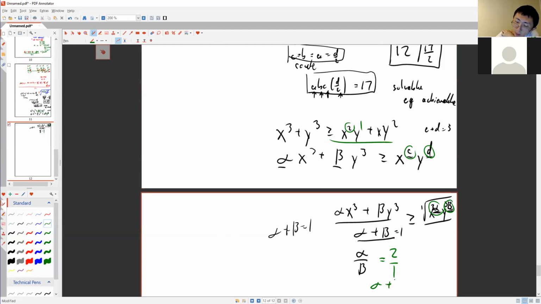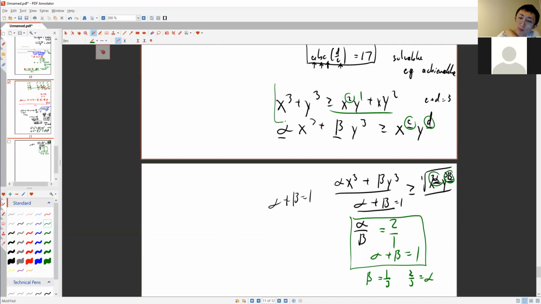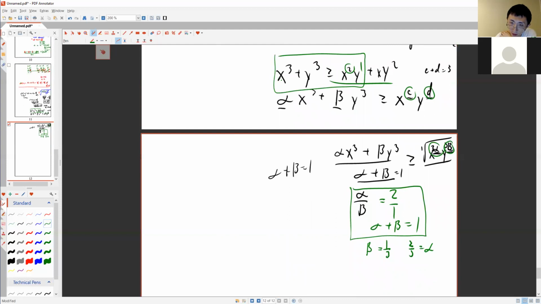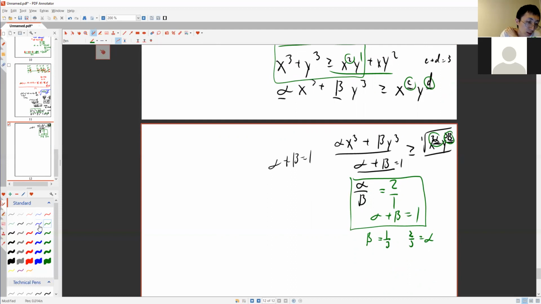And also alpha plus beta equals 1. So this is a system of equations, and it's just in thirds, right? One of them is 1/3, the other one is 2/3. So this is alpha, this is beta. So I guess this would be the system of equations for this particular weighted AM-GM. If we have to do something more complicated, it's very similar, I think.